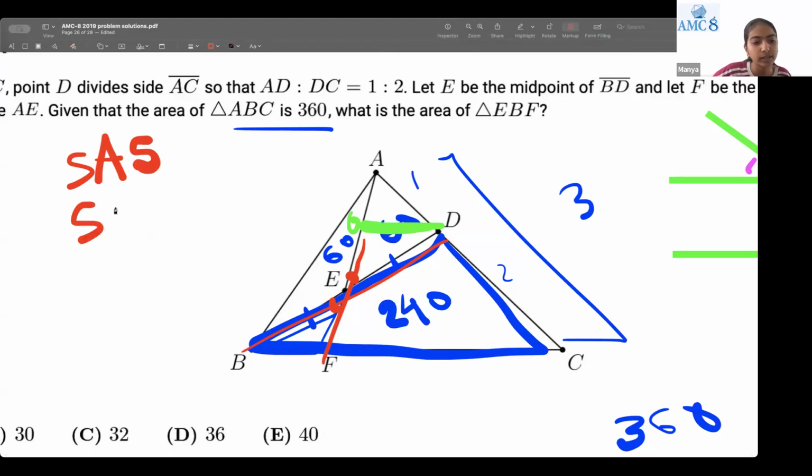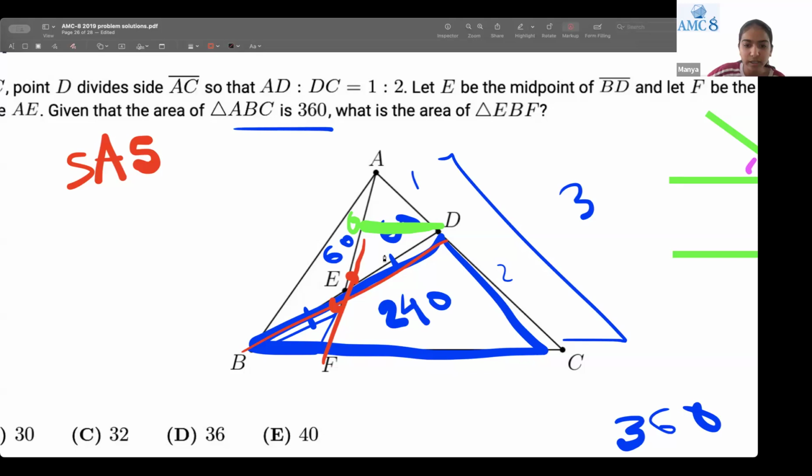There's also side, side, side, if all of the sides are equal, and many others. Like maybe we can do angle, angle, side if they both share two of the same angles. So there can be something like that too. But all we care about is side, angle, side for now.